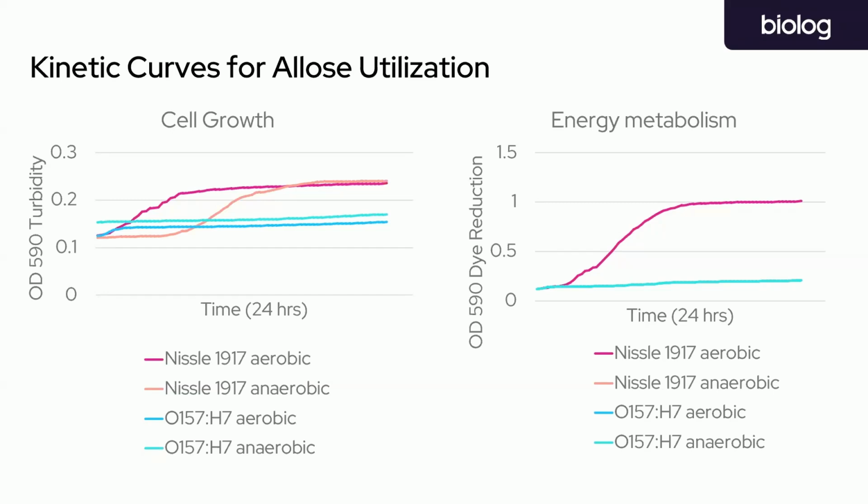Despite reaching equivalent endpoint measurements, the growth rate under anaerobic conditions lags behind that of aerobic conditions. Selecting the wrong endpoint could result in incorrect observations. Additionally, O157:H7 showed limited to no growth using allose. There was no energy metabolism for O157:H7 in either atmosphere and substantially more energy metabolism for Nissle under aerobic conditions.